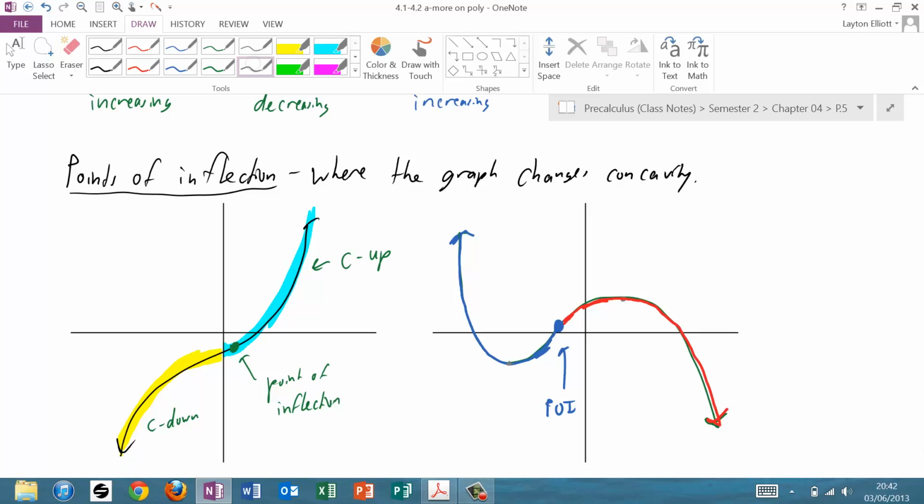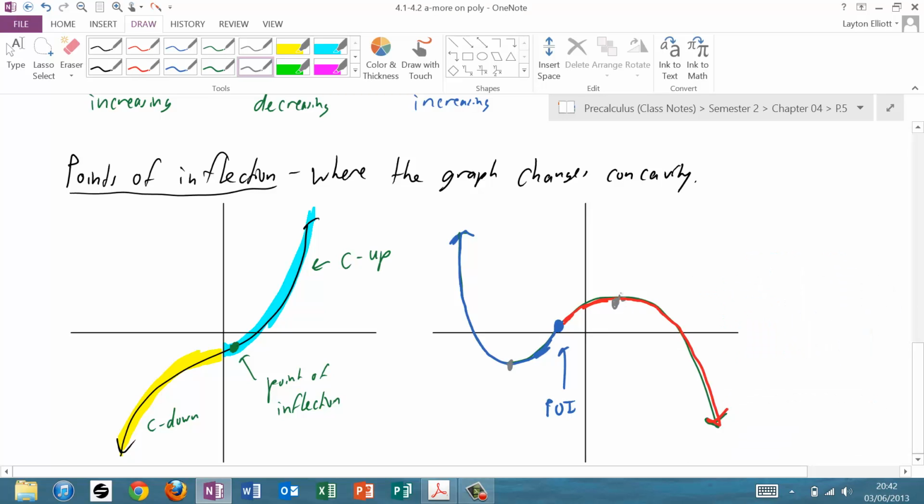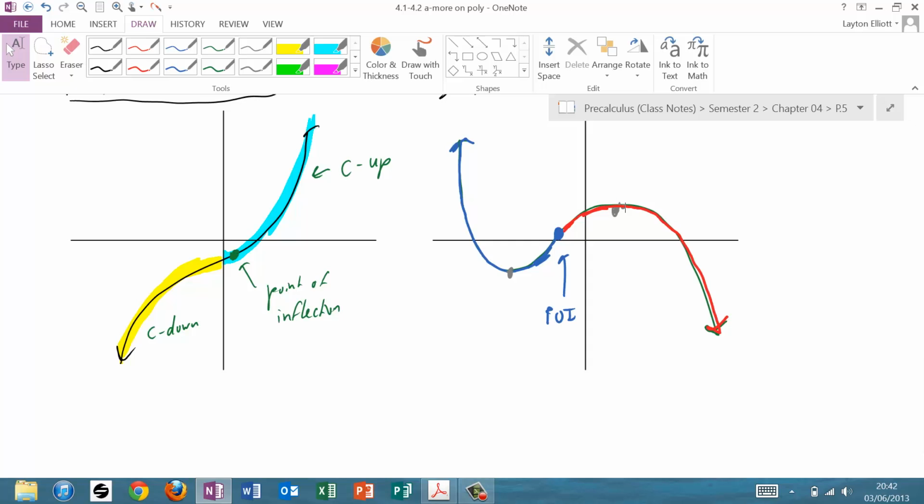So one way to think about points of inflection too is they have to occur in between two turning points. I have a turning point up in there and down there, and somewhere in that middle I have a point of inflection that changed from concave up to concave down.